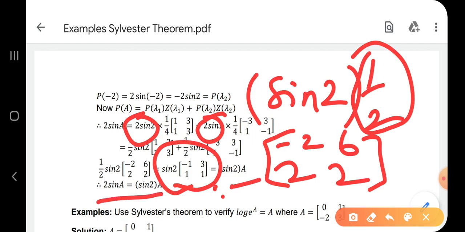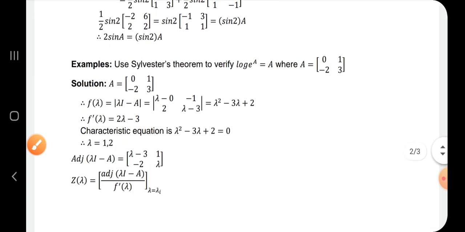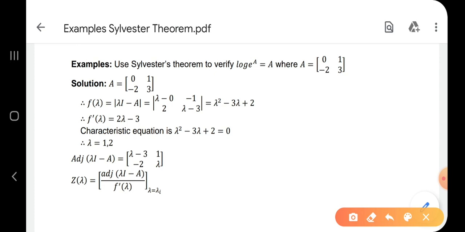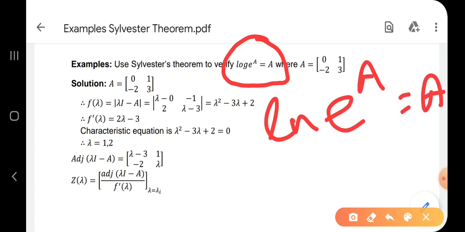Understood it? So in this way we solve the problem. Take one more problem for our understanding. Use Sylvester's theorem to verify ln of e raised to a is equal to a, that we have to prove. And matrix A is given 0, 1, minus 2, 3.